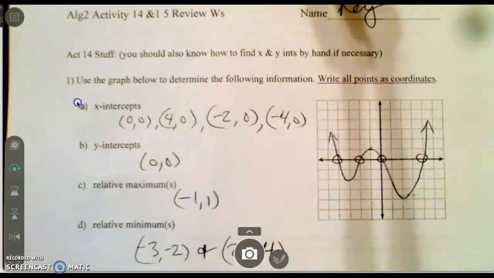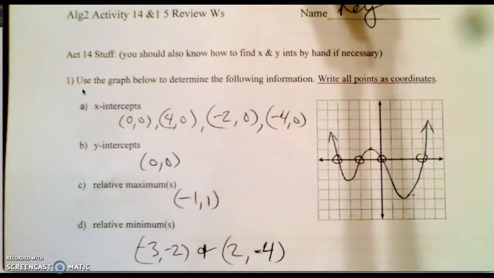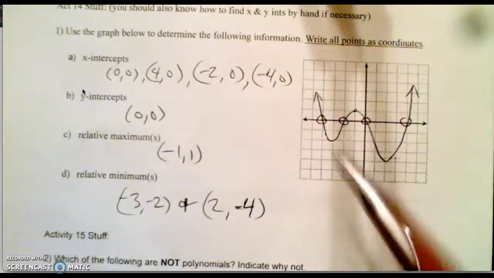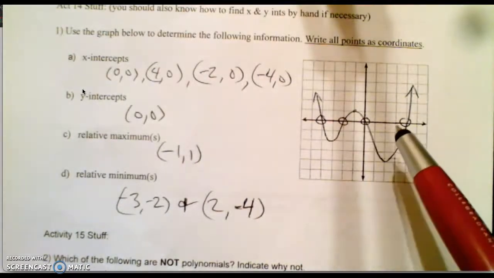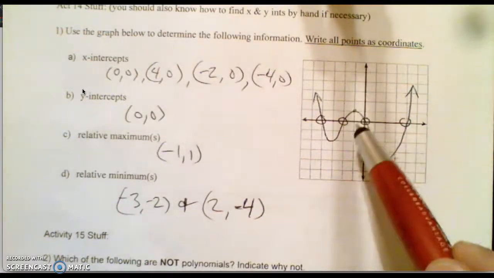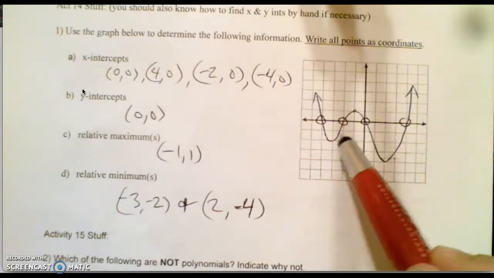Alright, so the first chunk of problems is really easy. It's really just checking if you know what these words mean on a graph. So the first one's x-intercepts, just where your graph hits the x-axis, they're circled. Y-intercepts, where your graph hits the y-axis, there it is.